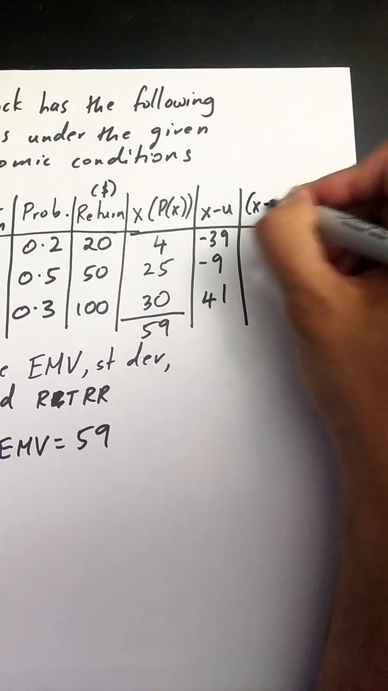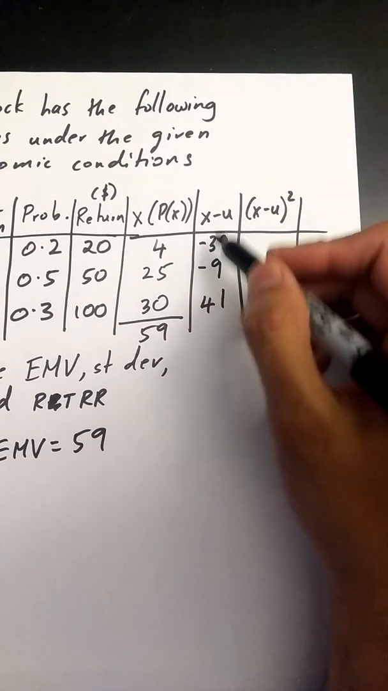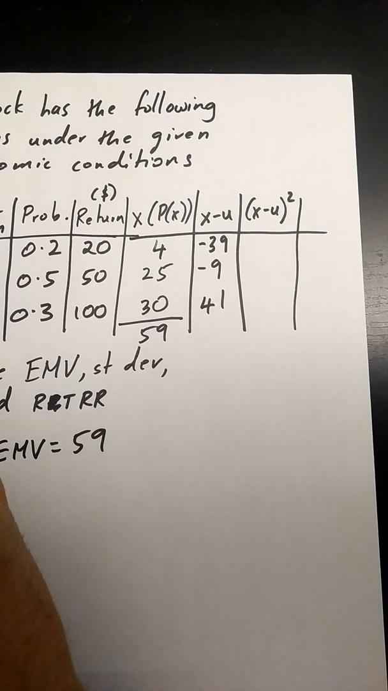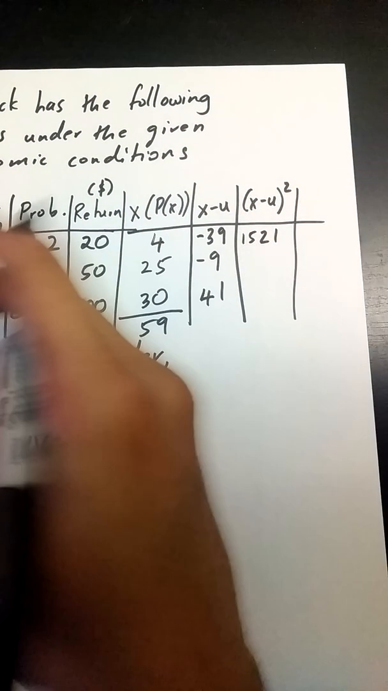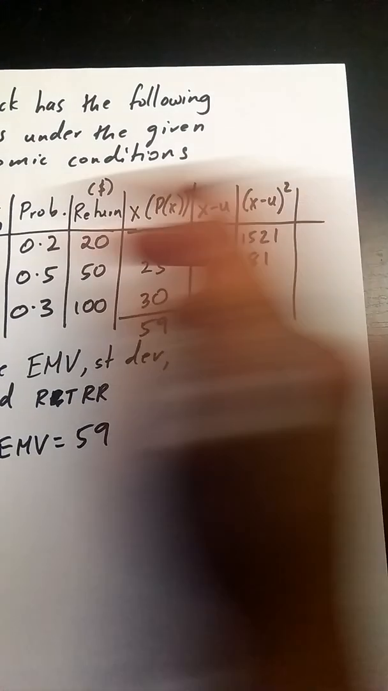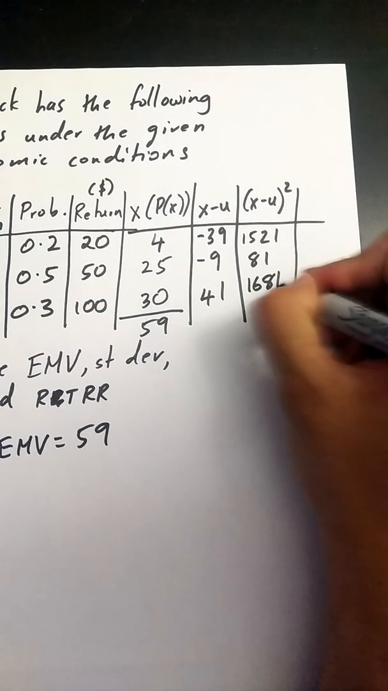My next column is my x minus mean squared. So I'm just squaring this previous column here. So negative 39 squared is 1521. Negative 9 squared is 81. And 41 squared is 1681.